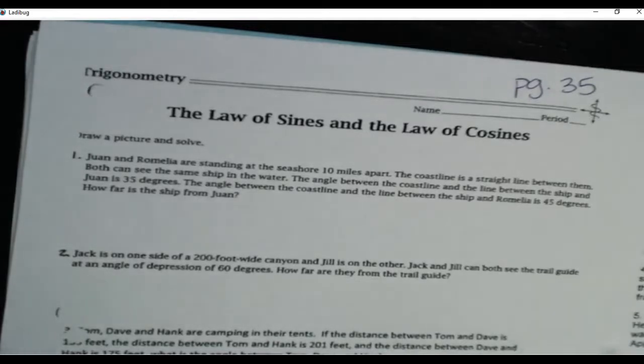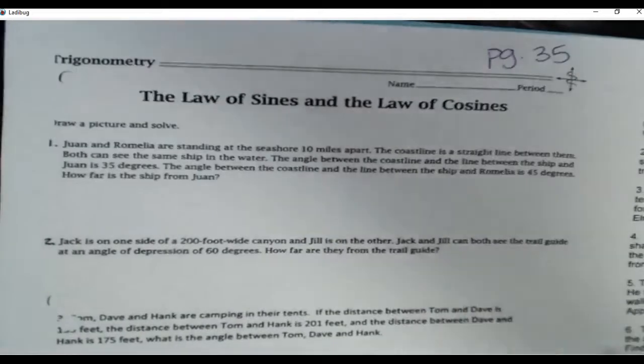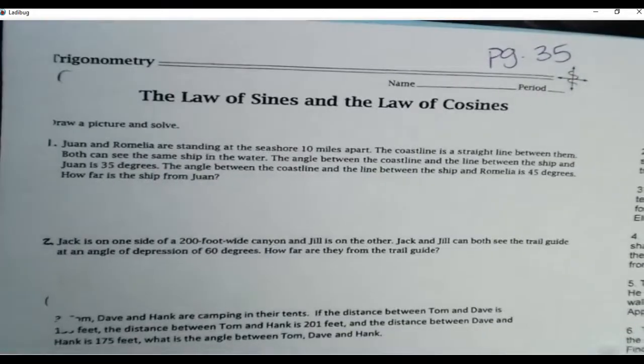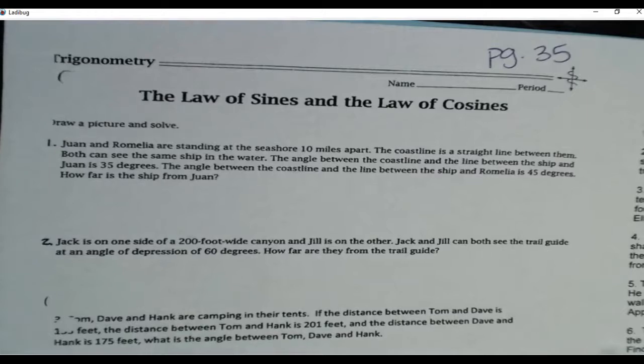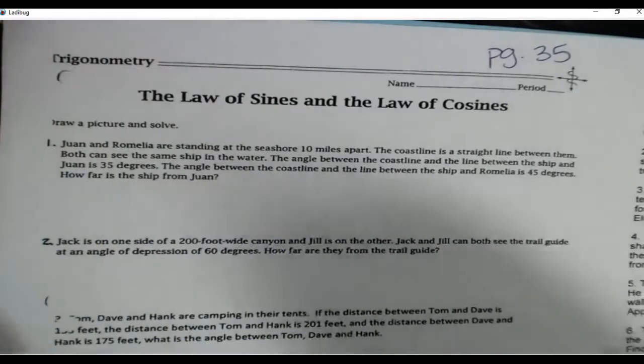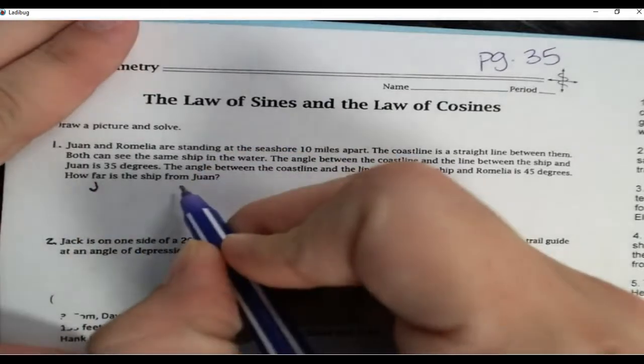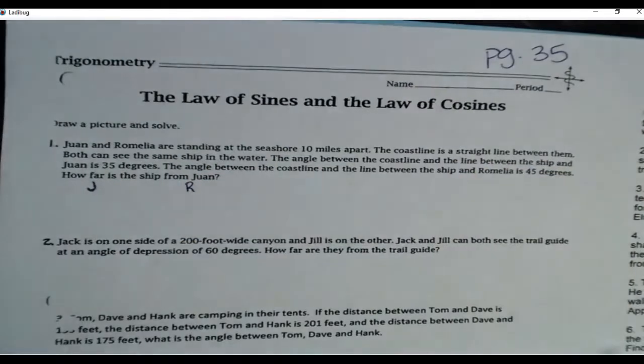Juan and Ramelia are standing at a seashore 10 miles apart. The coastline is a straight line between them. Both of them can see a ship in the water. The angle between the coastline and line of the ship and Juan is 35, and the angle between coastline and line between the ship and Ramelia is 45 degrees. How far is the ship from Juan? So we want to draw our picture. So we have Juan, and we have Ramelia.